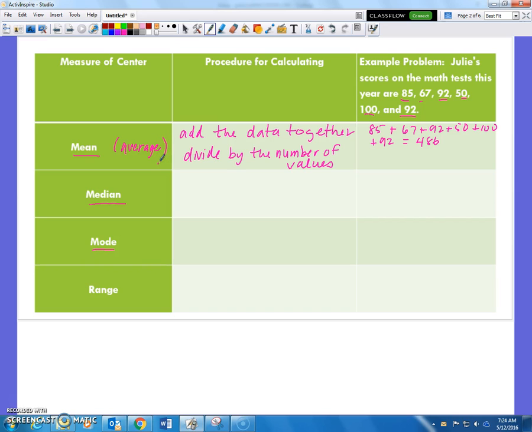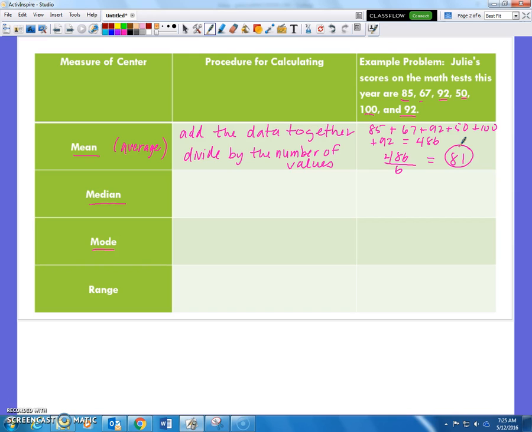All right. So now that I know that all the data added together is 486, I'm going to take 486 and I'm going to divide it by the number of values. 1, 2, 3, 4, 5, 6, divided by 6. What I get is 81. 81 is the mean. All right.